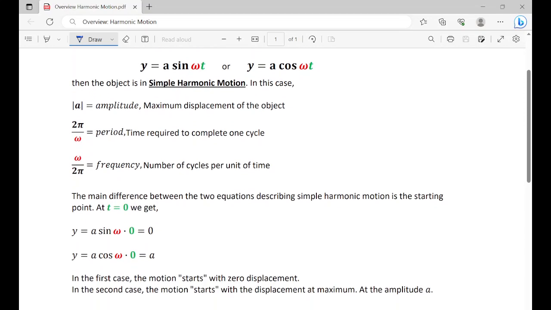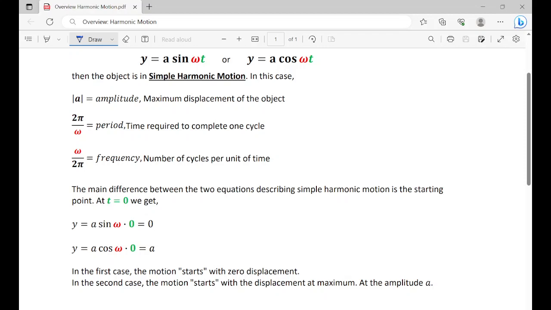Now we have two functions, or two equations. What's the difference between the two? Well, the main difference between the two equations describing simple harmonic motion is the starting point. That's basically the big difference. So at t equals 0, if we use the sine function, we're going to get back 0. If we use the cosine function, when t is 0, we're going to get back a.